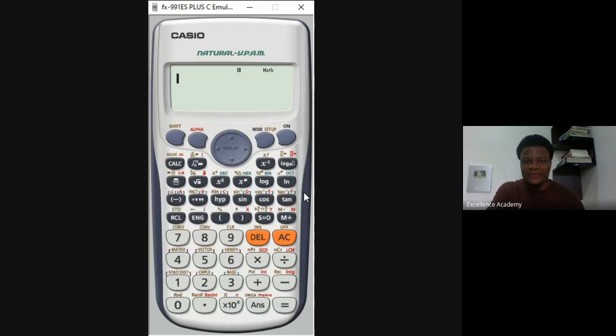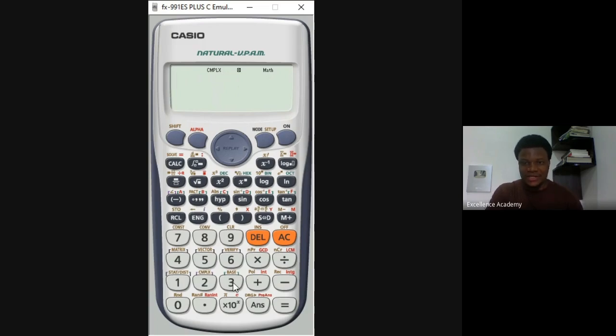You'd come over to this point here. If I look at the top right, you have ON, you have MODE. I'll press MODE, this one here. You can see complex. Number 2 is complex. So you press 2. You can now see that complex is showing on the top screen. We want to type in our question.